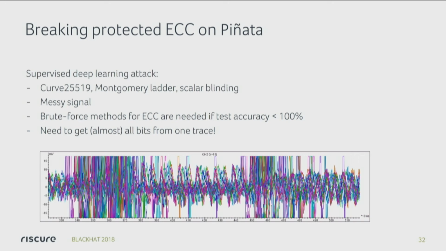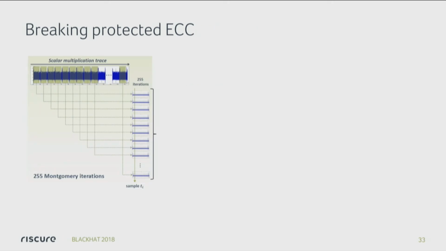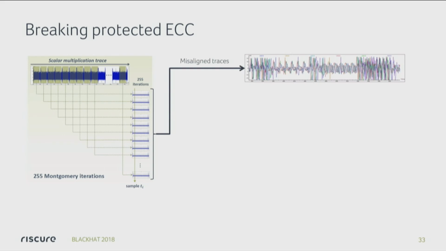And let's see how it did. In fairness, there was one pre-processing step that we still did, which is cutting up the trace. We take this long trace, which is one ECC computation, and we cut it up into the individual loops of the Montgomery ladder. But after that, that's what we fed into the deep learning algorithm.